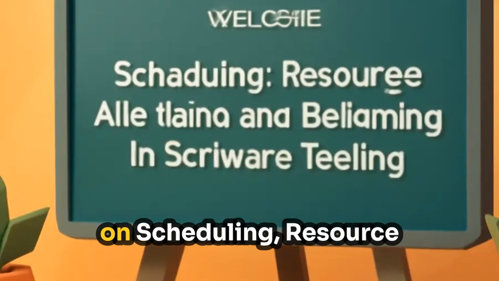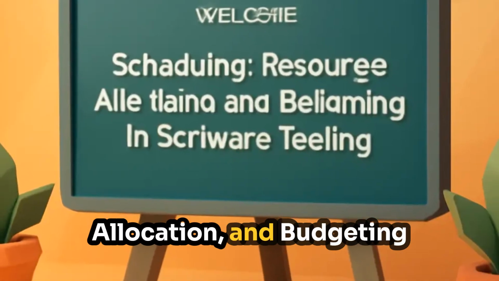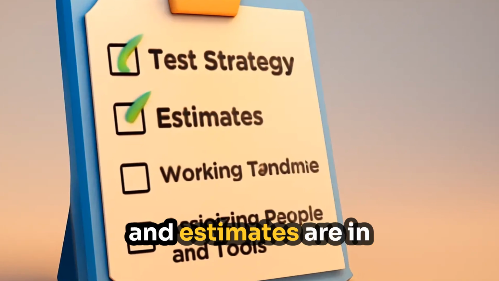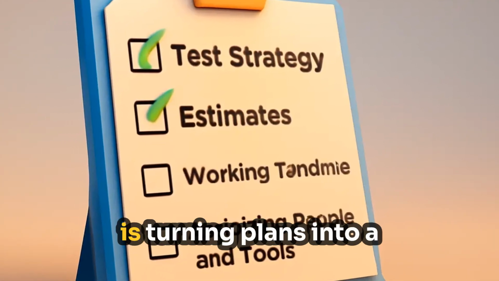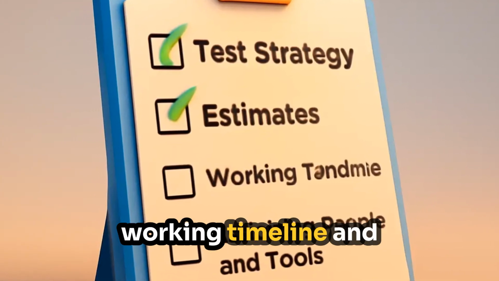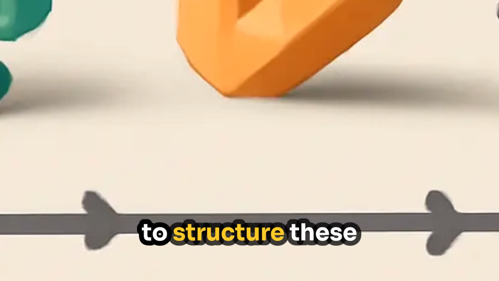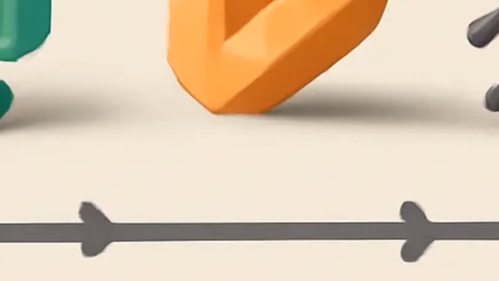Welcome to this session on scheduling, resource allocation, and budgeting in software testing. Once your test strategy and estimates are in place, the next step is turning plans into a working timeline and assigning the right people and tools. Let's break down how to structure these elements efficiently.